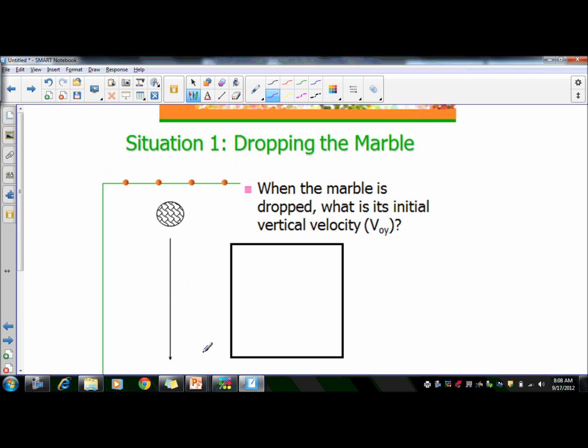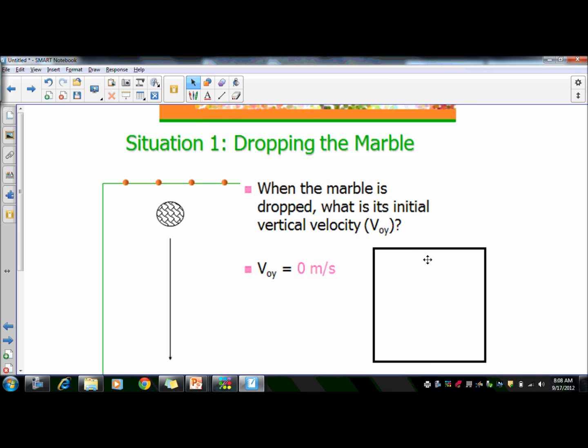So if we're dropping the marble, when the marble is dropped, what is its initial vertical velocity? When you drop it, what is the initial velocity of a dropped object? Well, it is 0. The initial vertical velocity for a dropped object is 0. So V naught y is 0.